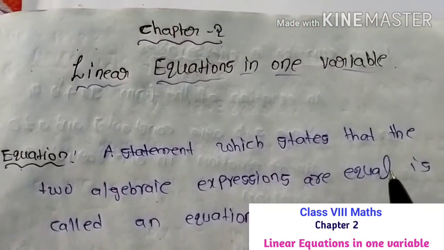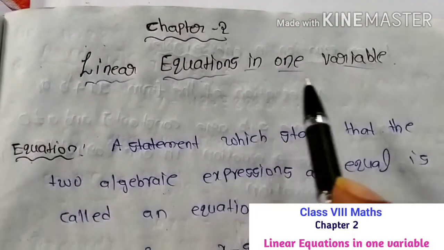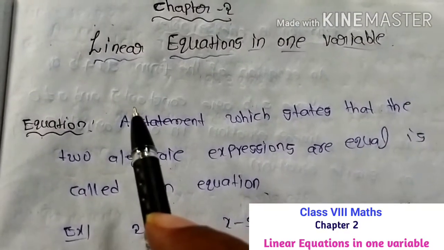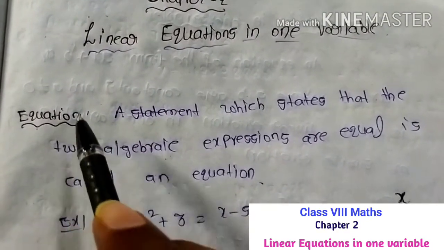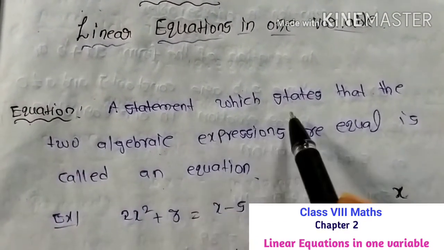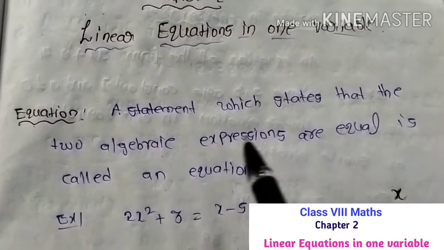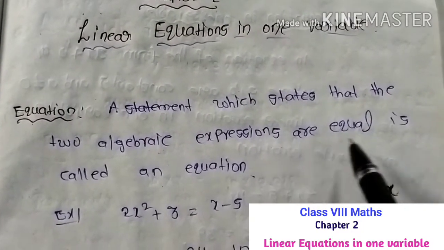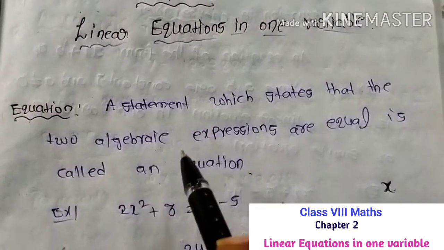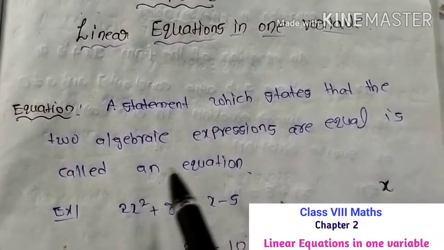Now you can see class 8 maths, second chapter, linear equation in one variable. First I will explain what an equation is. An equation means a statement which states that two algebraic expressions are equal. Two algebraic expressions being equal is called an equation.